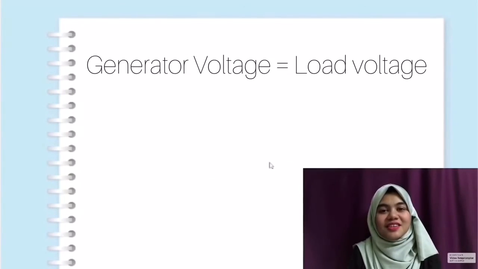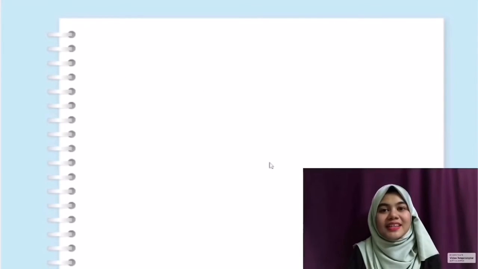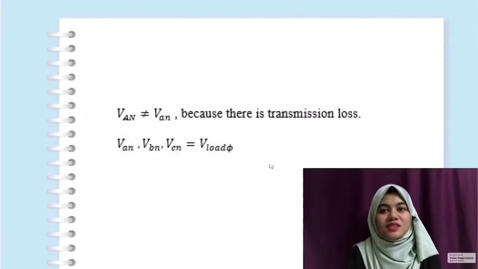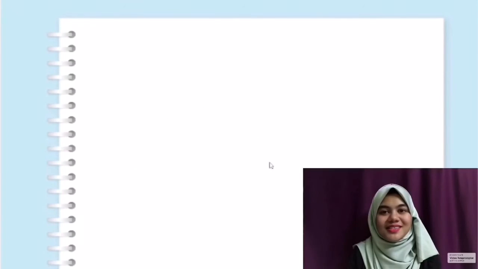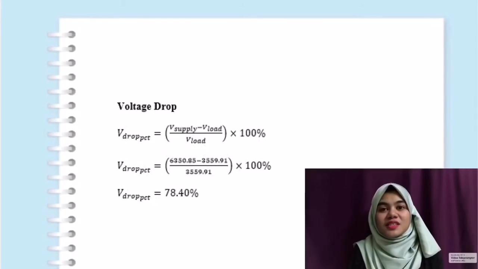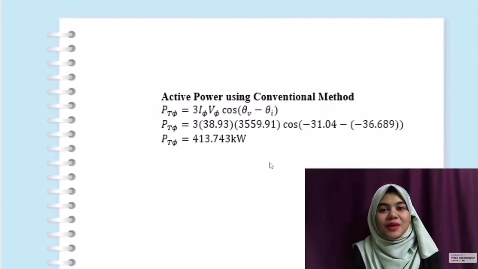Normally, generator voltage is equal to the load voltage, but in this case, the generator voltage is not equal to the load voltage. It is because this electrical system has transmission loss. Transmission loss occur at transmission line that can cause voltage drop. Active power is calculated using conventional method.